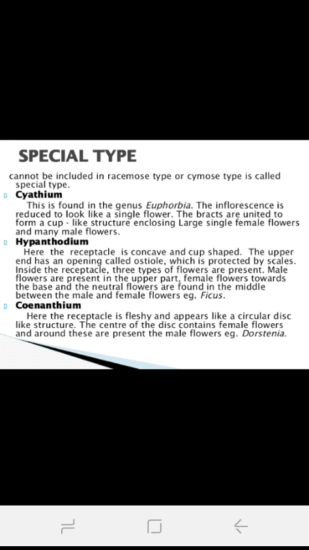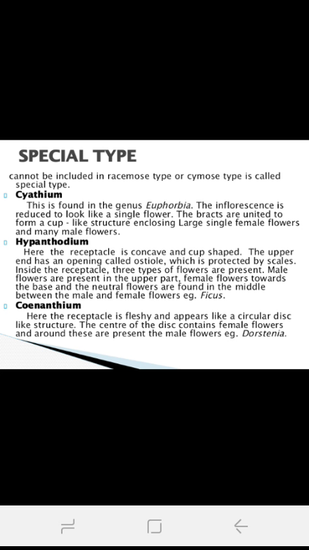The second one is hypanthodium. Here the receptacle is a cup-shaped structure, and there is a small opening at the apex of the receptacle called the ostiole. Ostioles are protected by scales. Inside the receptacle, three types of flowers are present: male flowers at the upper part, female at the base, and neutral flowers in between. A common example is Ficus. Insects enter through the ostioles, and pollination takes place by means of such insects entering inside the inflorescence.